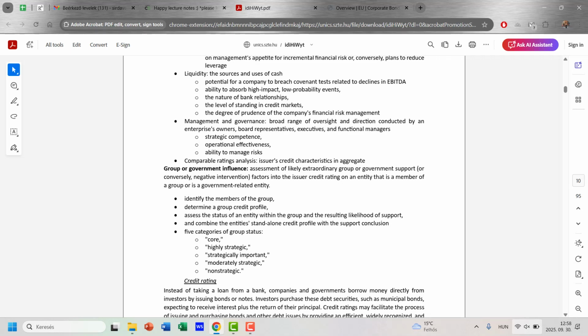Degree of prudence in companies' financial risk management. I think that this is highly obvious. Why do we need this? For risk assessment. Also, management and governance. So strategic competence and operational effectiveness and ability to manage risk. These are so nice phrases. How can we measure this?